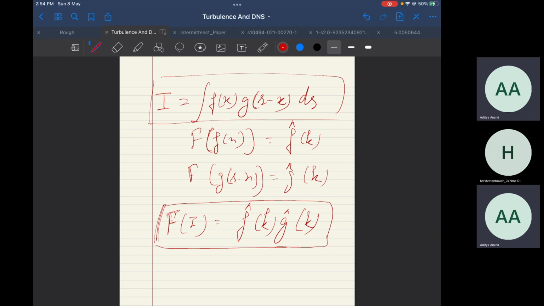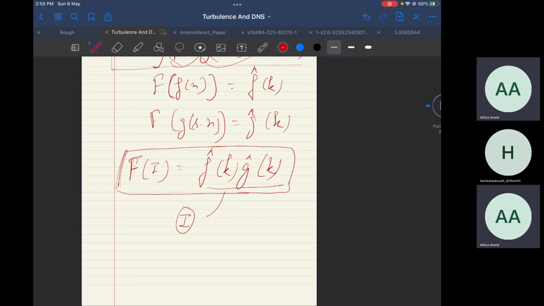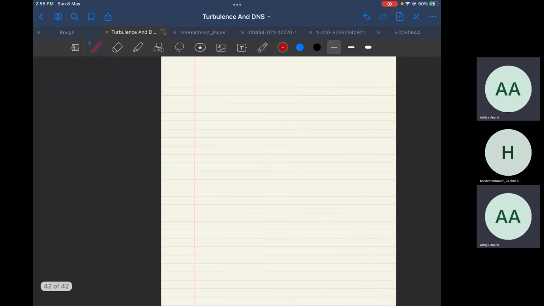So how do we evaluate it? We take the Fourier transform of these two functions independently, we multiply them, and then we take an inverse Fourier transform to get I. That's how we apply filters. I'll show you how this filter works in Fourier space as well.